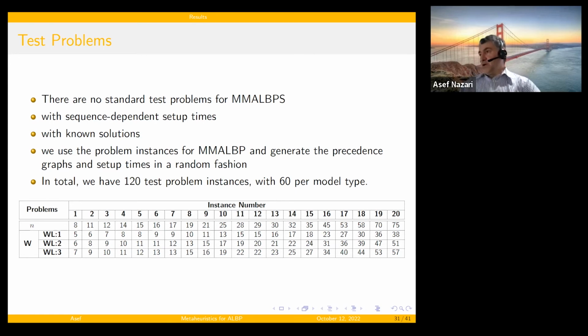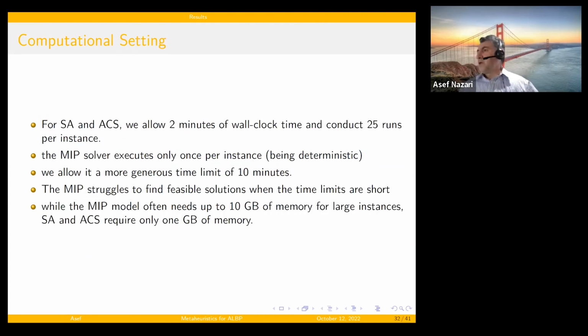In total, we have 120 test problems, and we are going to solve 2 versions of this problem. By the way, when we have a mixed model but the number of models is 1, that's a simple assembly line balancing problem. But when the number of models is 2 or more, we have a mixed model. So each problem could be solved as a simple assembly line balancing or a multi-model assembly line balancing problem.